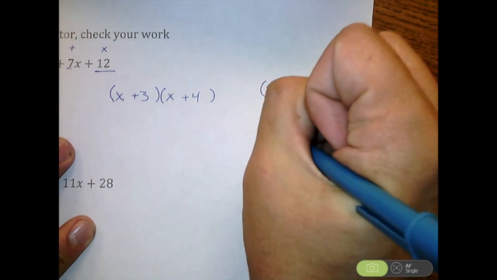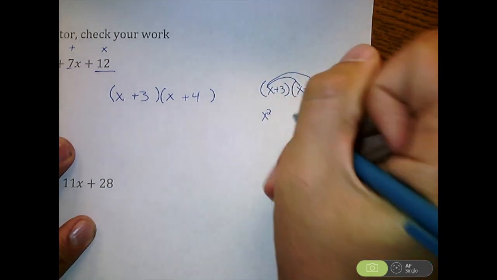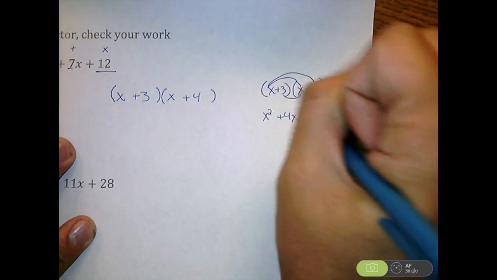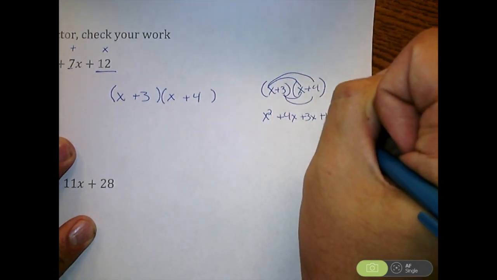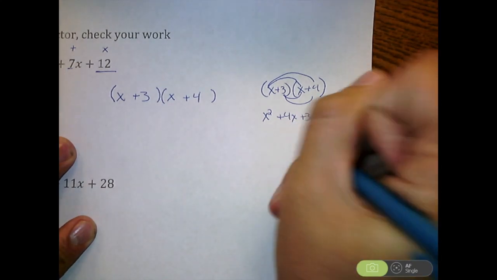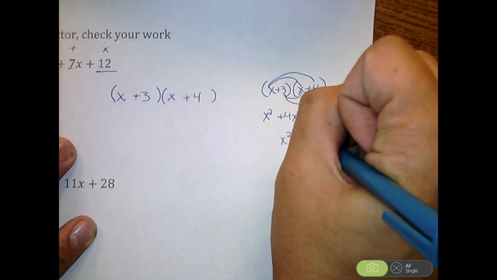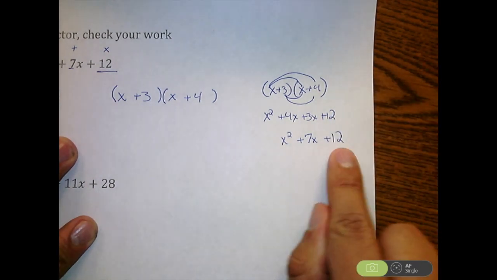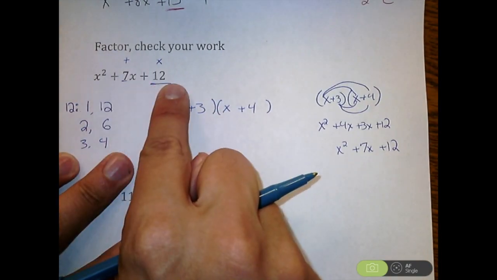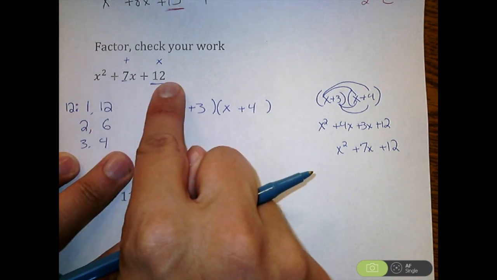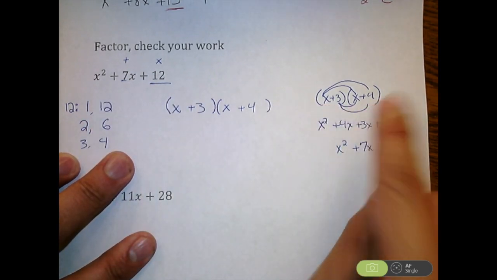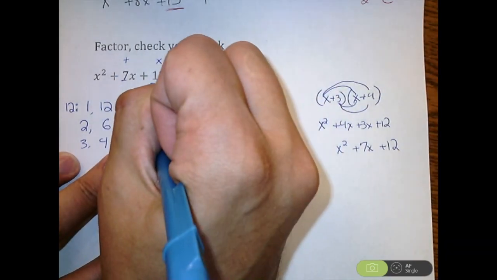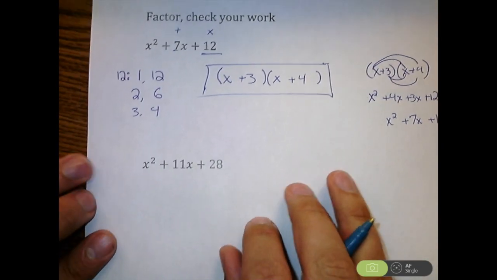X times x is x squared. X times 4 is 4x. 3 times x is 3x. 3 times 4 is 12. So when you combine like terms, we get x squared plus 7x plus 12. Well, if you notice, this is the exact same, signs and everything, as my original problem. So I know that x plus 3 and x plus 4 is my answer, so I'm going to box that up. So let's do one more example.